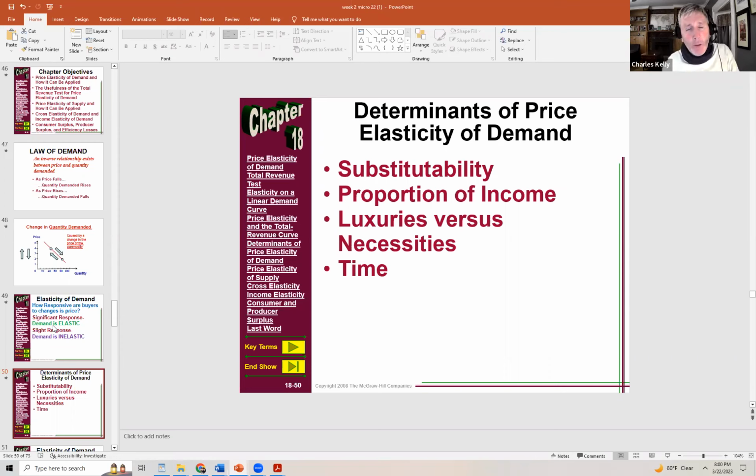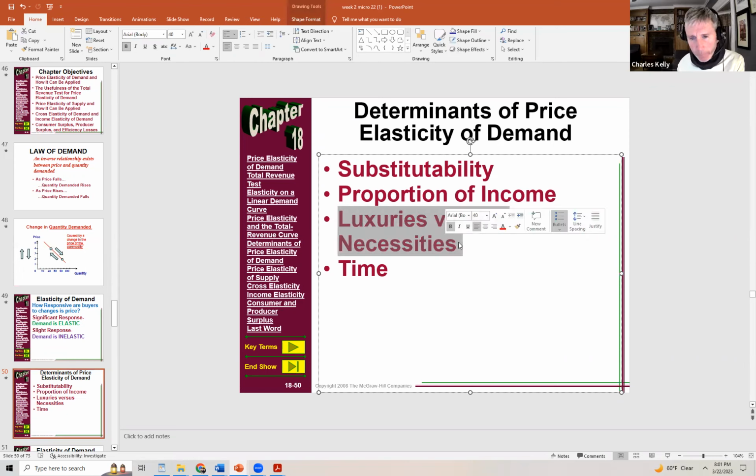So when there's not a lot of substitutes, we're going to expect demand to be rather inelastic, not all that responsive. But when there are many substitutes, we're going to see the demand for that product or service will be rather elastic, right? There'll be quite a substantial response from buyers. The second one is number 2.